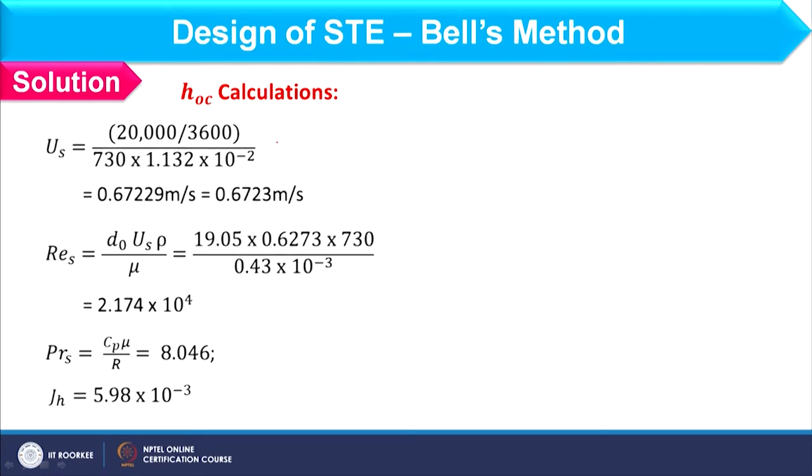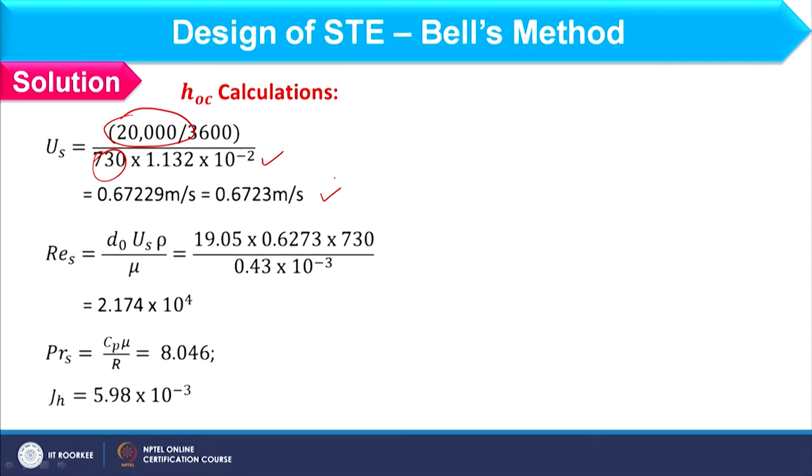So in this way you can calculate the cross flow area, and now you should find out velocity, Reynolds number, JH factor and heat transfer coefficient, that is HOC. So velocity of shell side you can find considering kerosene flow rate, because that is allocated to shell side only. Its density as well as AS value. Considering all these, you can find velocity in shell side at bundle equator as 0.6723.